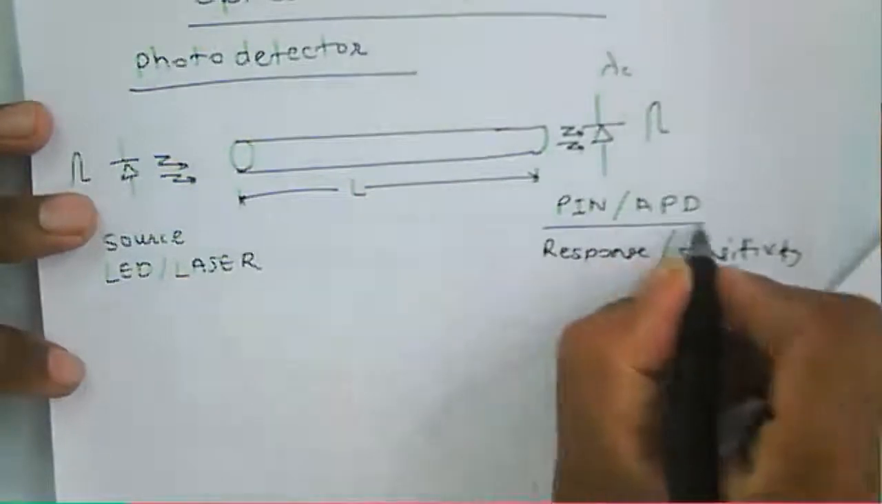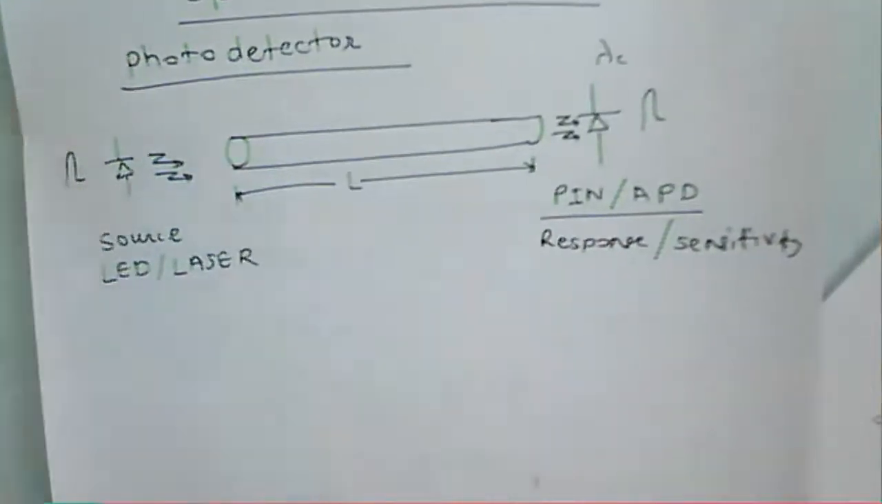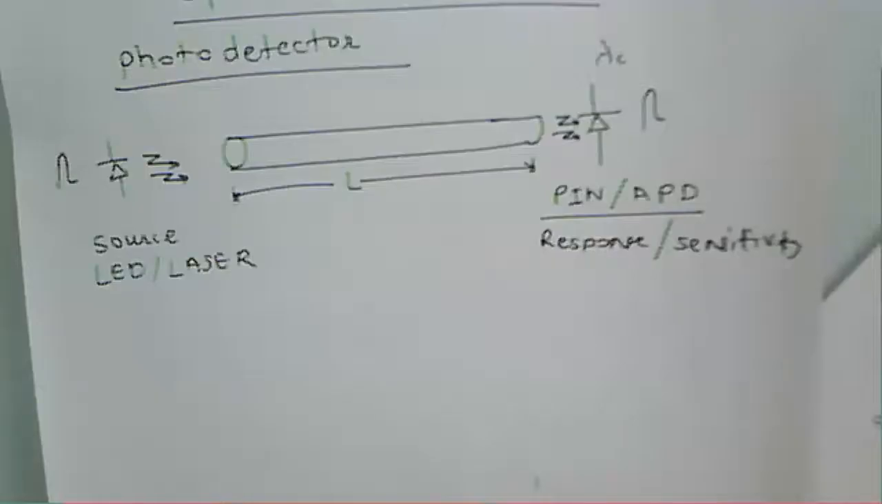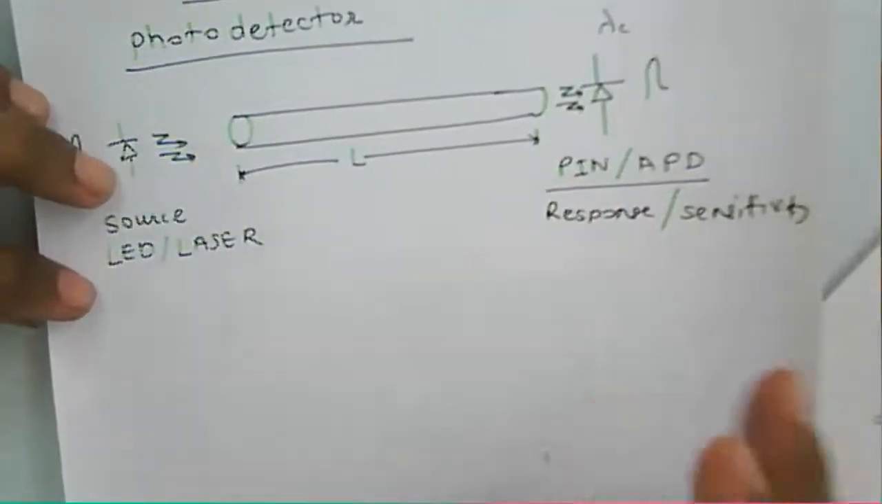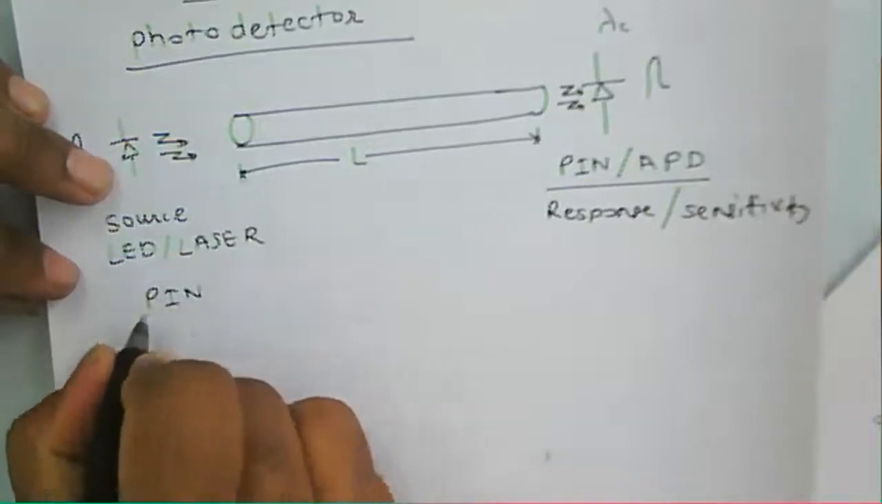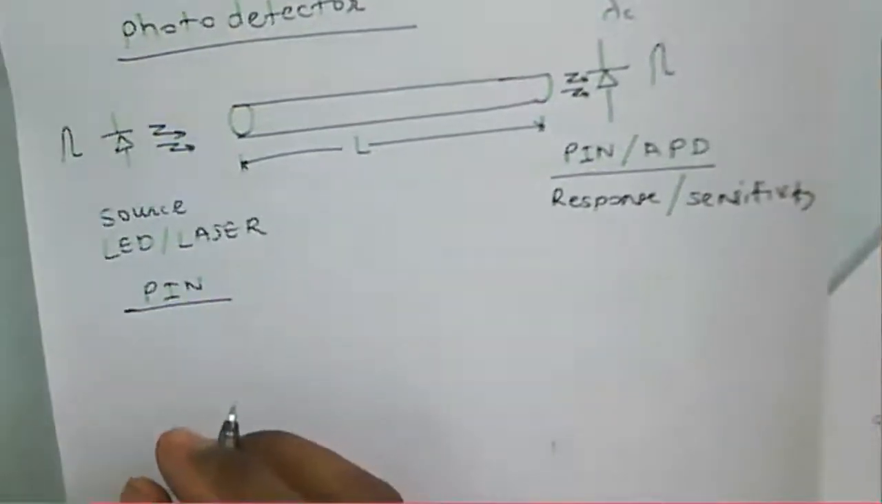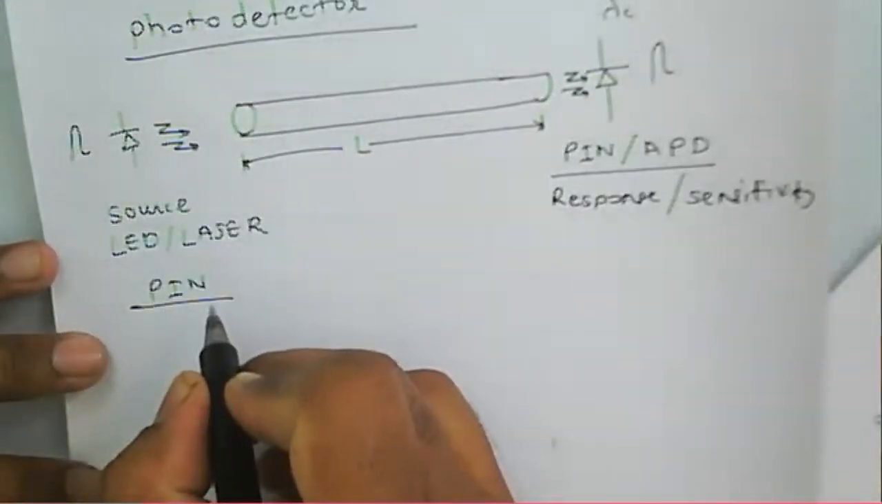As I mentioned earlier, there are two types of detector, a PIN detector and an avalanche photodetector. Now we start with the PIN, and we will see how that PIN diode is constructed.